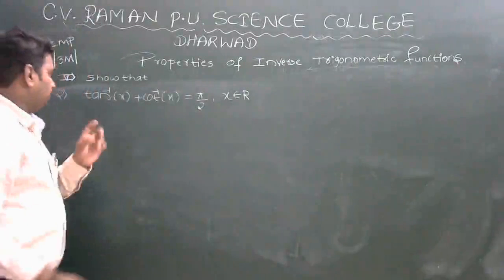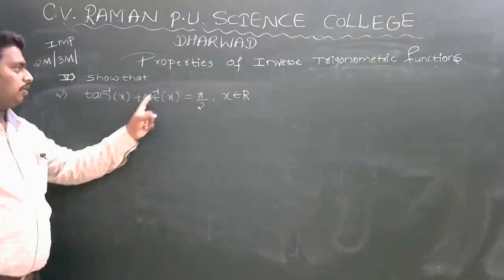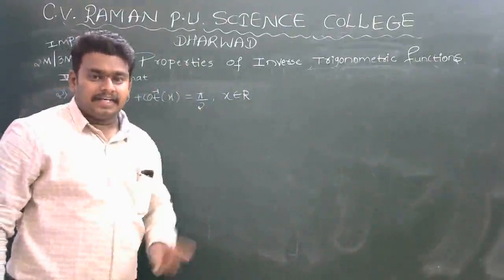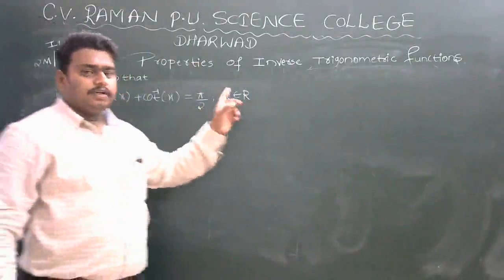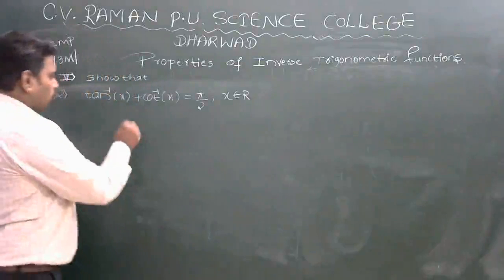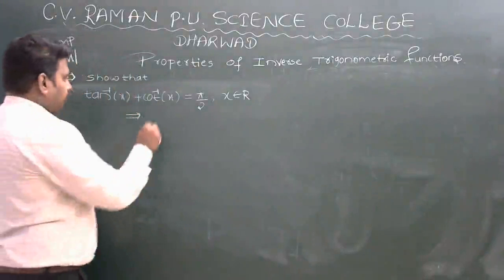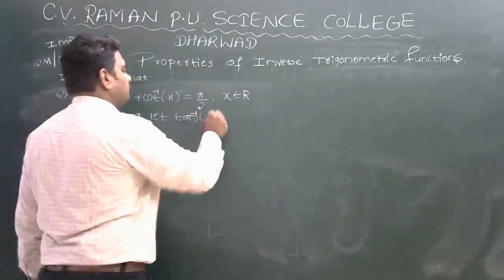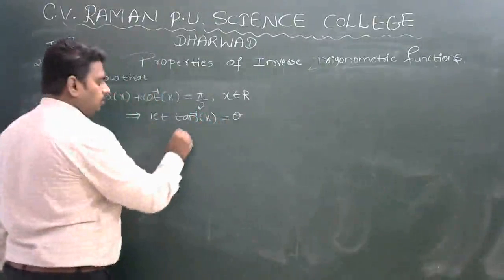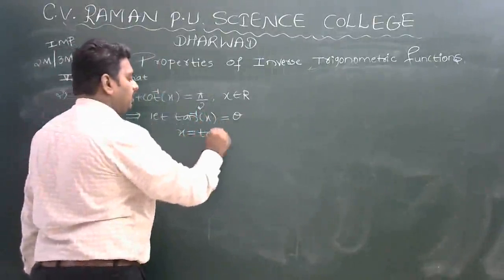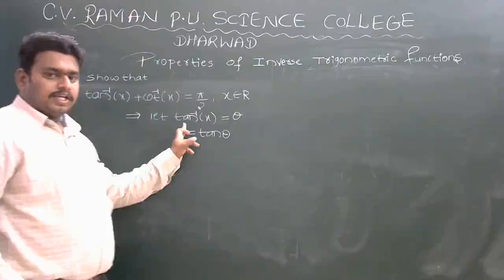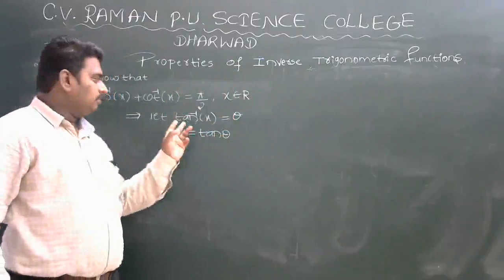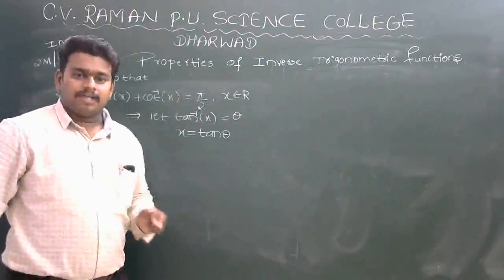Okay, we'll go for the next one. Tan inverse of x plus cot inverse of x equals pi by 2, where x belongs to the set of real numbers. We say R, the set of real numbers. Okay, the same procedure again we are going to follow. Let tan inverse of x equal theta. So this becomes x equals tan theta. What did we do here? We shifted tan inverse from the left hand side to the right hand side. When the inverse function goes to that side, it becomes a trigonometric function.